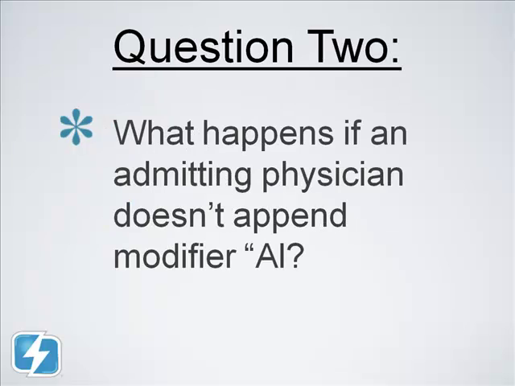What happens if an admitting physician doesn't append modifier AI? Admitting physicians now have a new modifier to start appending for their initial inpatient service. As soon as January 1st hits, they must append modifier AI, which has the descriptor principal physician of record, to the initial visit code. This modifier AI will signal that the admitting physician is the physician who is overseeing the patient's care, as distinct from other physicians who may be furnishing specialty care, according to the CMS Transmittal 1875.